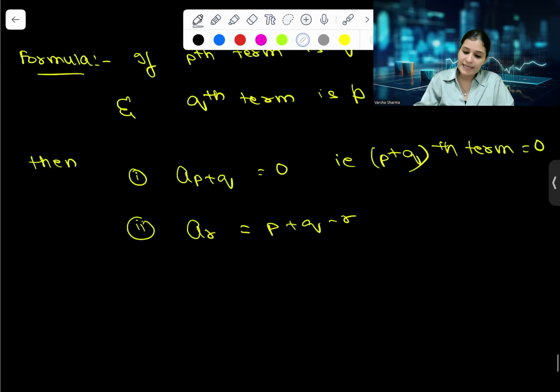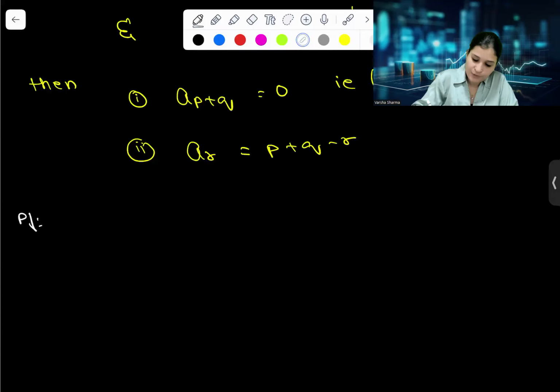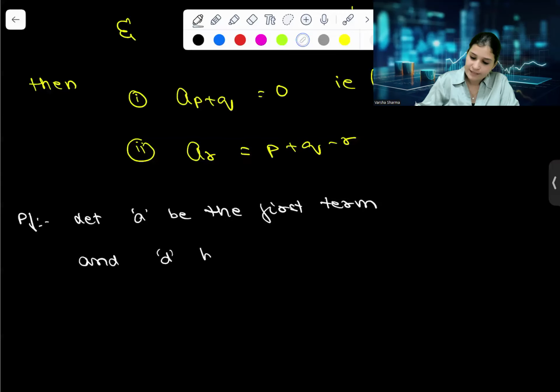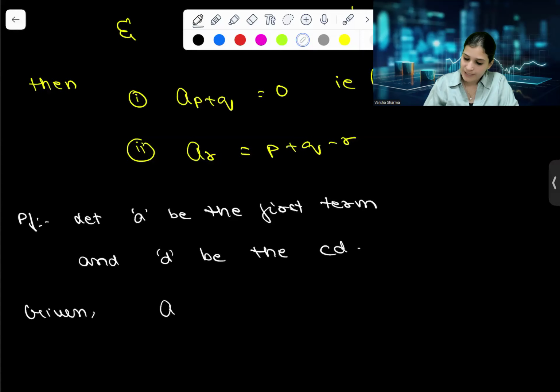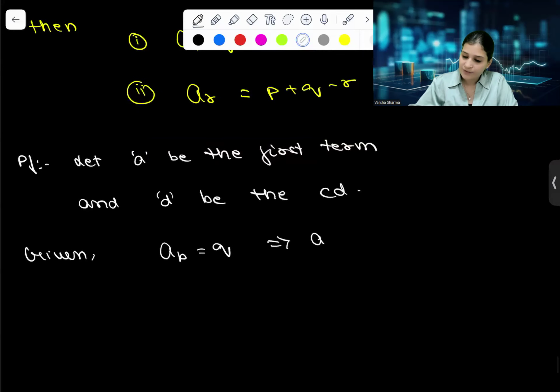Okay. So since a and d are missing, whenever we write the proof, we always mention what the letters are standing for. Let small a be the first term and d be the common difference. Given the pth term equals q, the equation will be a + (p - 1)d = q.